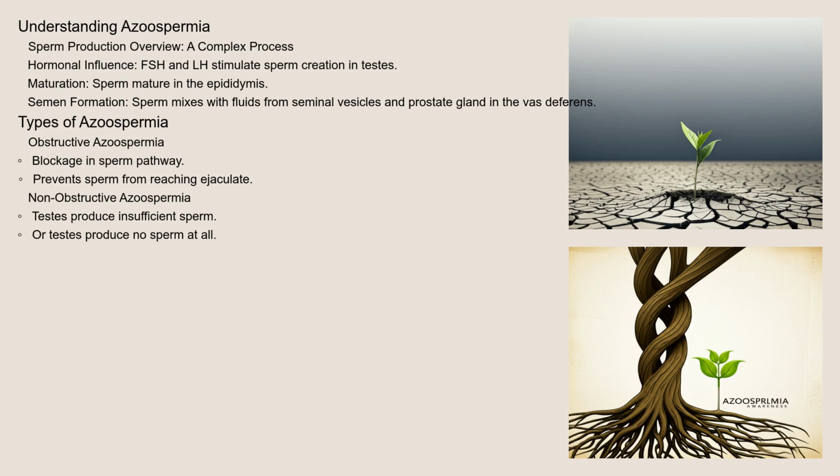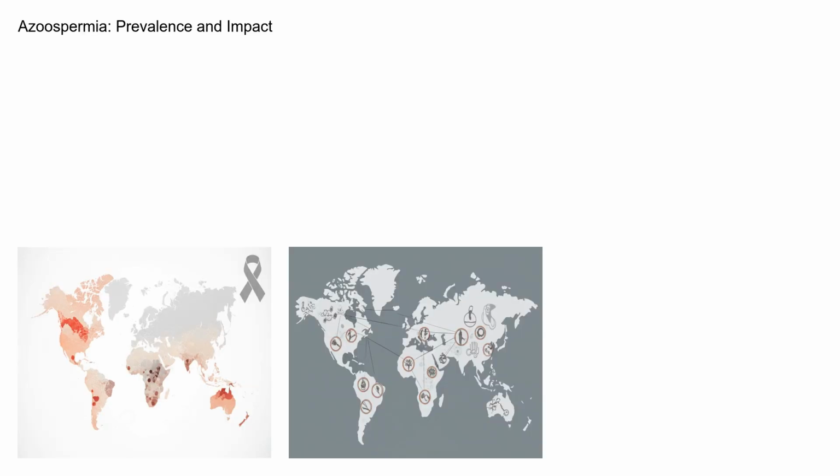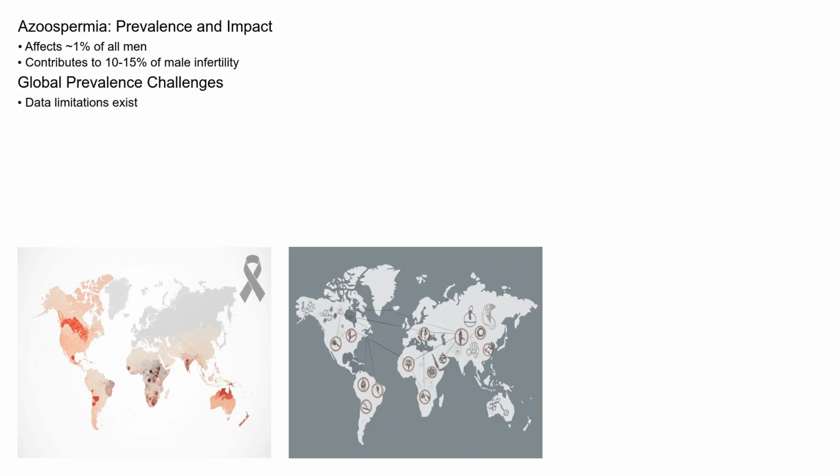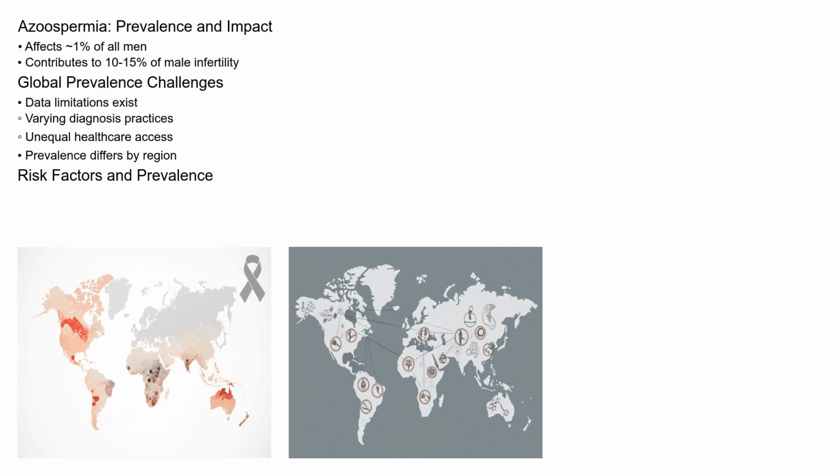In non-obstructive azoospermia, the testes are either not producing enough sperm or aren't producing any at all, often due to damage or hormonal irregularities. Azoospermia affects approximately 1% of all men and contributes to around 10–15% of male infertility cases. While precise global statistics are challenging to obtain due to varying diagnostic practices and access to healthcare, studies suggest that its prevalence can differ based on geographic location and underlying risk factors.